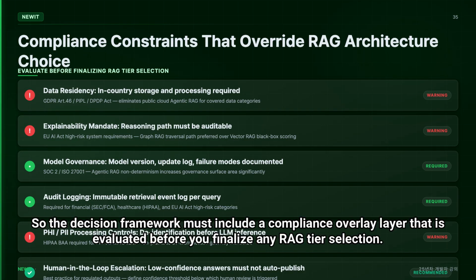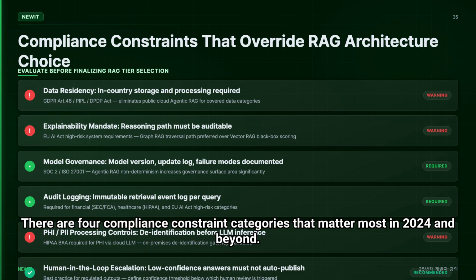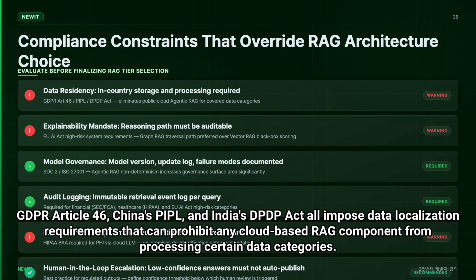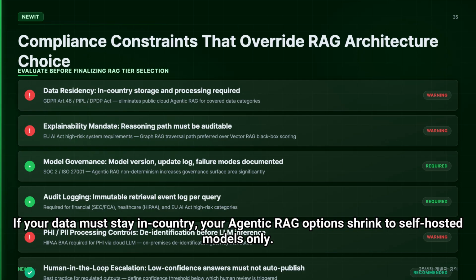So the decision framework must include a compliance overlay layer that is evaluated before you finalize any RAG tier selection. There are 4 compliance constraint categories that matter most in 2024 and beyond. First, data residency. GDPR Article 46, China's PIPL, and India's DPDP Act all impose data localization requirements that can prohibit any cloud-based component from processing certain data categories. If your data must stay in country, your agentic RAG options shrink to self-hosted models only.